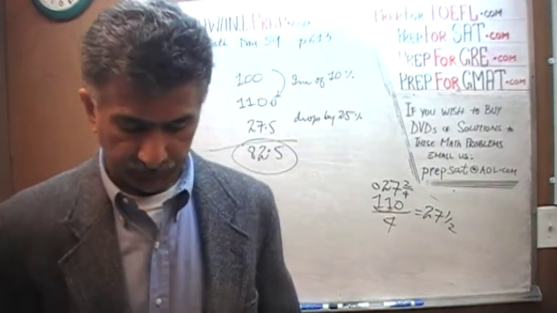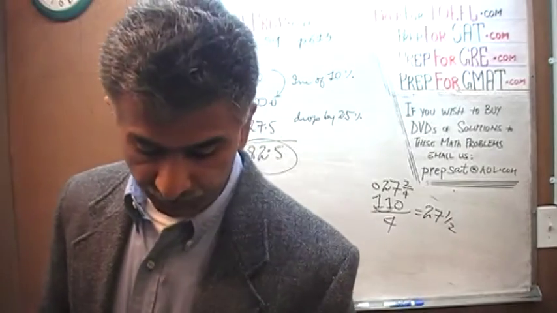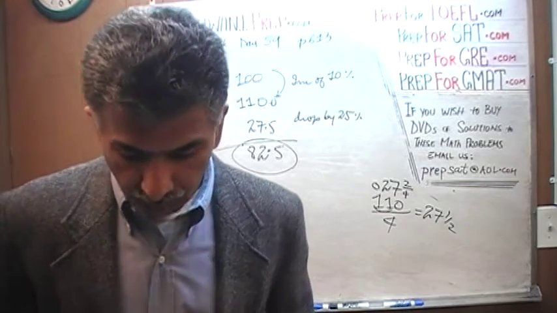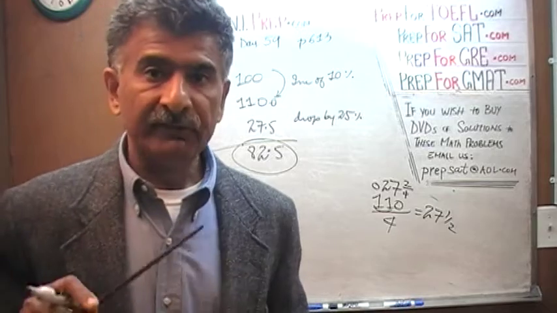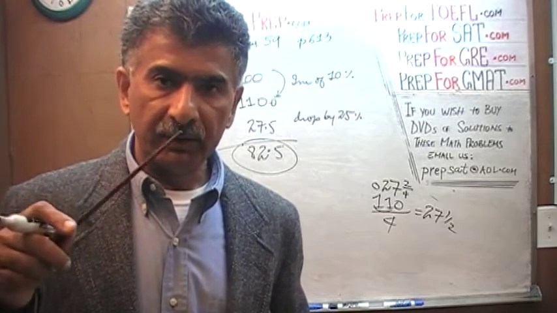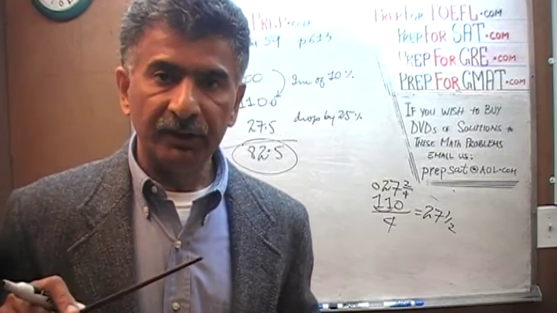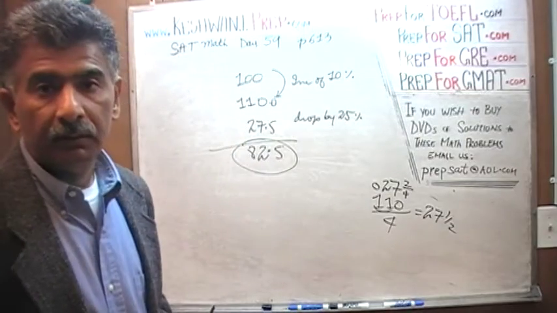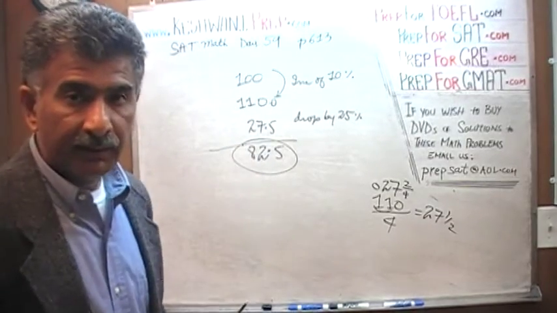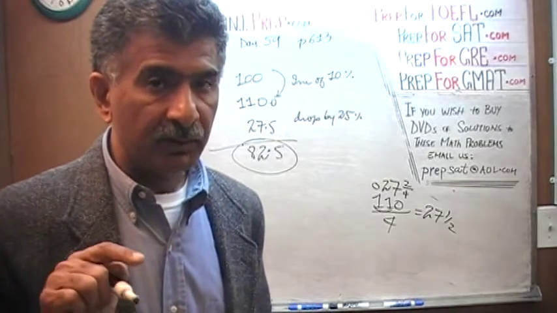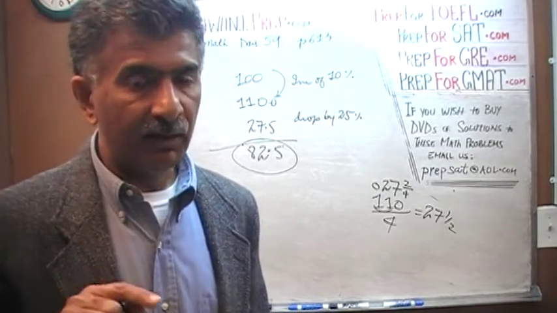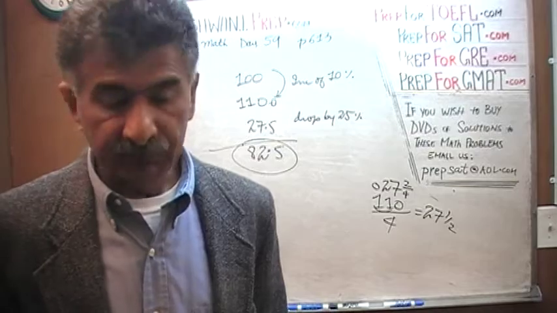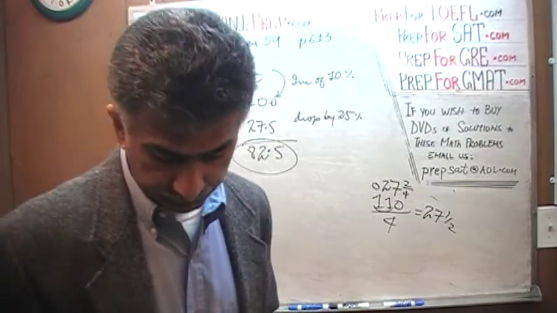Another way we could have done this problem without doing any work at all is to realize, listen carefully, that when you first increase something by 10% and then you drop it by 25%, the drop of 25% is of a greater number. We're dropping 25% of 110, not 100. Since we are dropping 25% of 110, the final answer is not going to be 85%, but it's going to be something a little bit less than 85%. The only answer choice that is just a little bit less than 85% is the 82.5 that we just found. That's your answer.